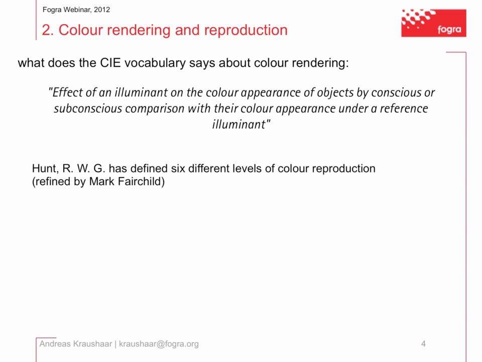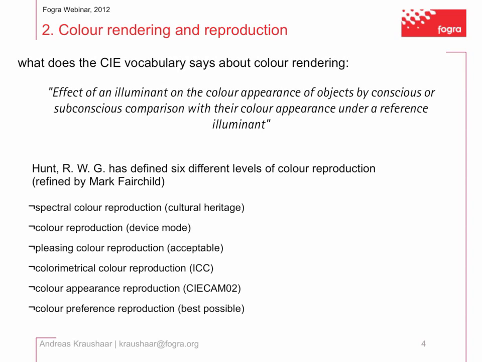When we talk about color reproduction, we mean something different, and here I like the proposed levels from Mr. Hunt, and these levels were fine-tuned by Mark Fairchild, and there are different levels of color reproduction, and everything we see basically can be sorted into or grouped into one of these categories. Spectral reproduction is the highest level, really reproducing the spectral reflectance factor. It's a niche market, of course.